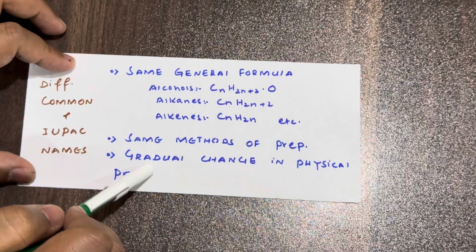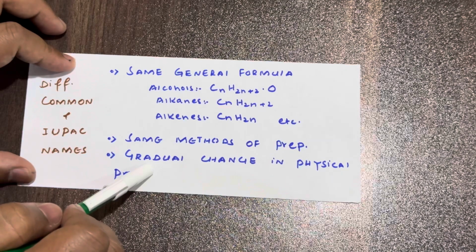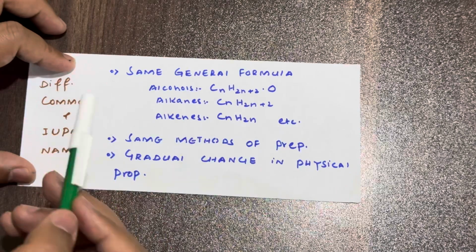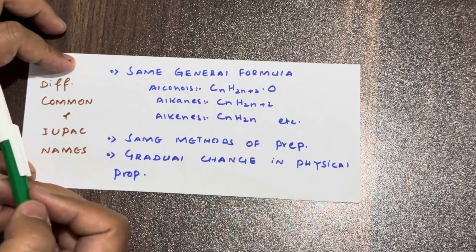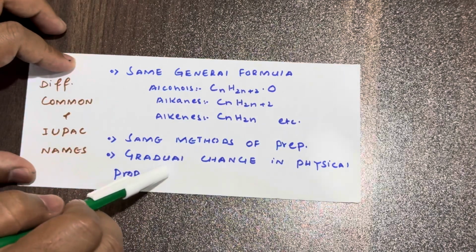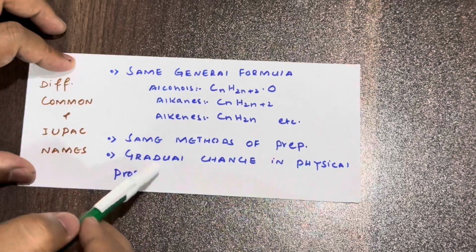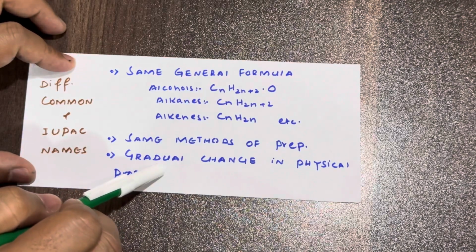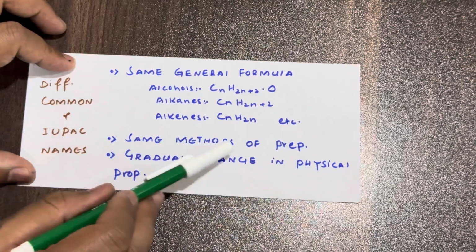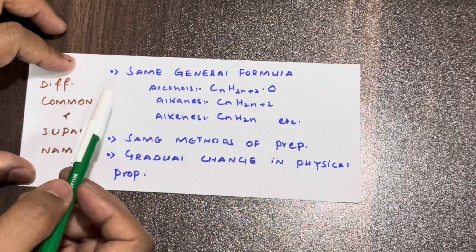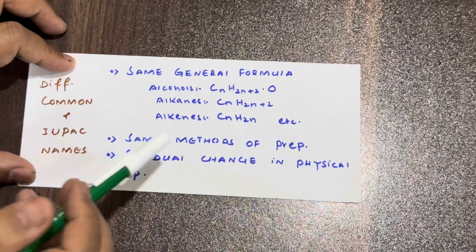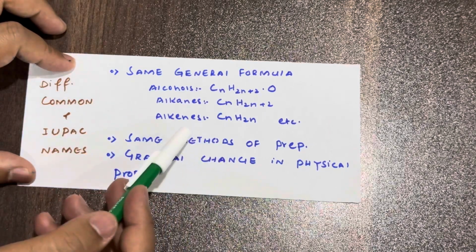They will have different melting points and boiling points, but the change will be gradual. Meaning there is a difference of like 20 to 30 degrees C in the boiling point of the adjacent members of the alkanes. So if you memorize the physical constants of one member of the homologous series, you can predict the physical constants of the next member of that homologous series, because of this gradual change in the physical properties. They have the same methods of preparation. They can all be prepared by the same methods. Just like you know that the alcohols can be produced by the hydration of the alkenes. So almost all alcohols can be prepared that way.